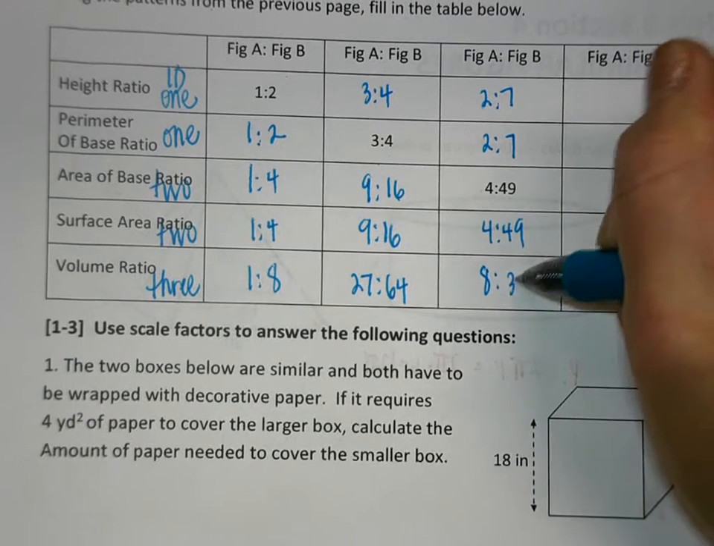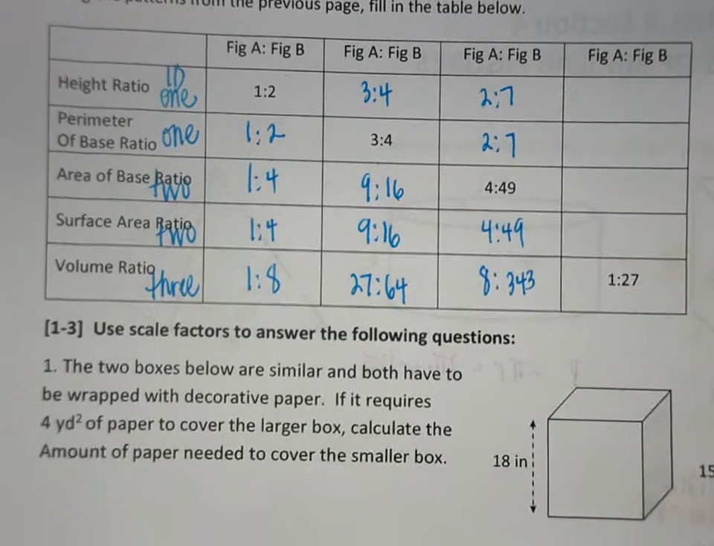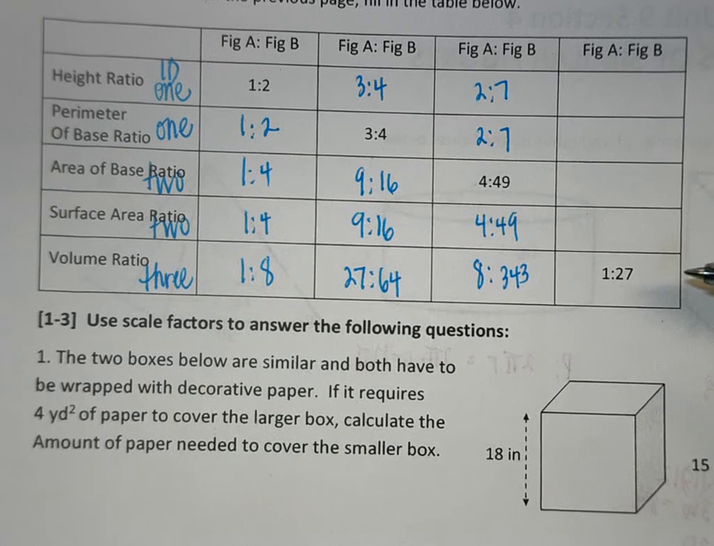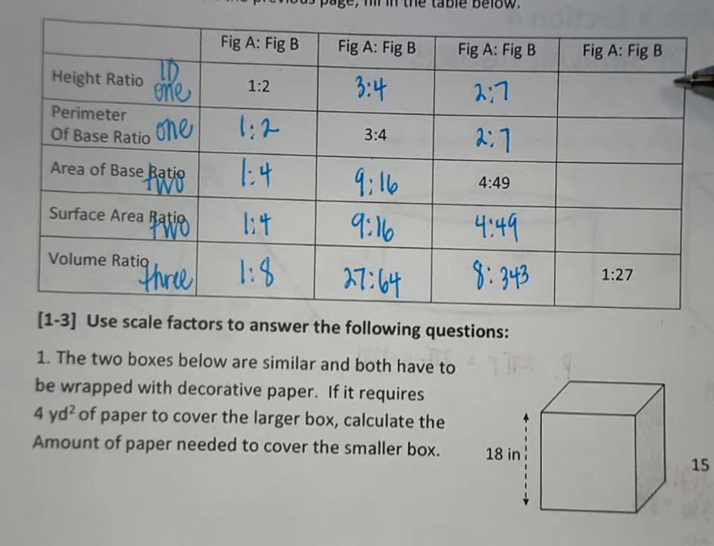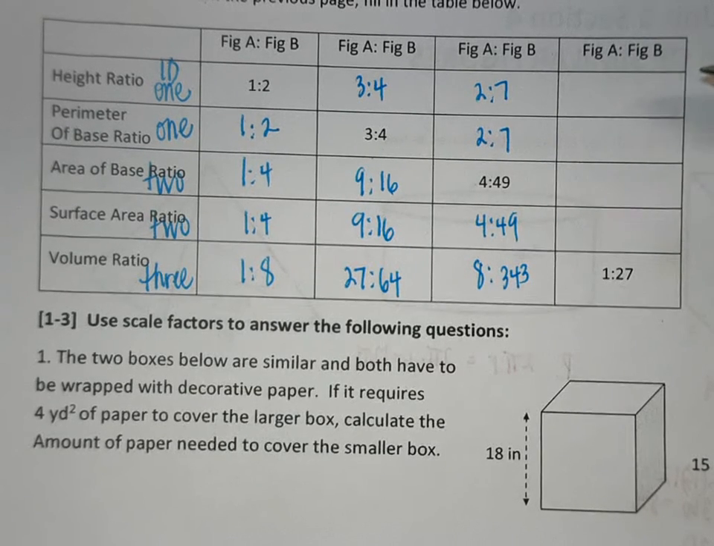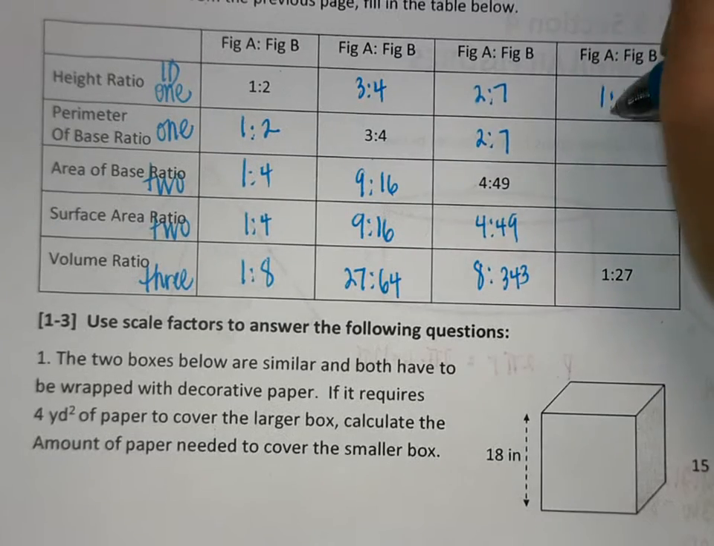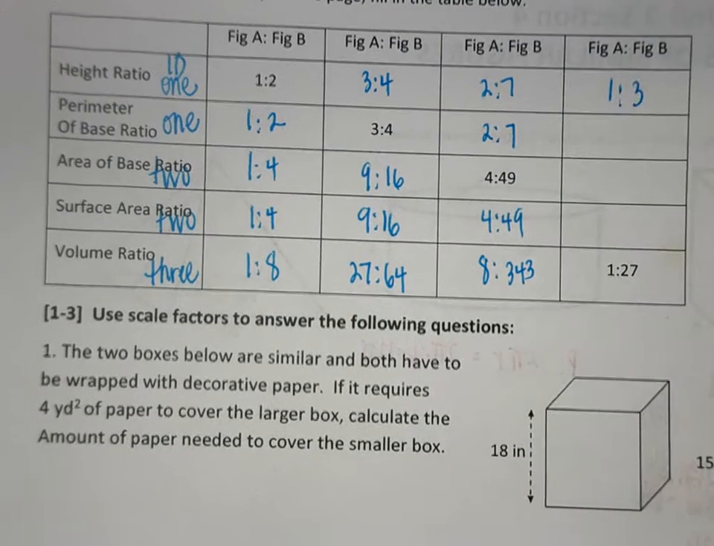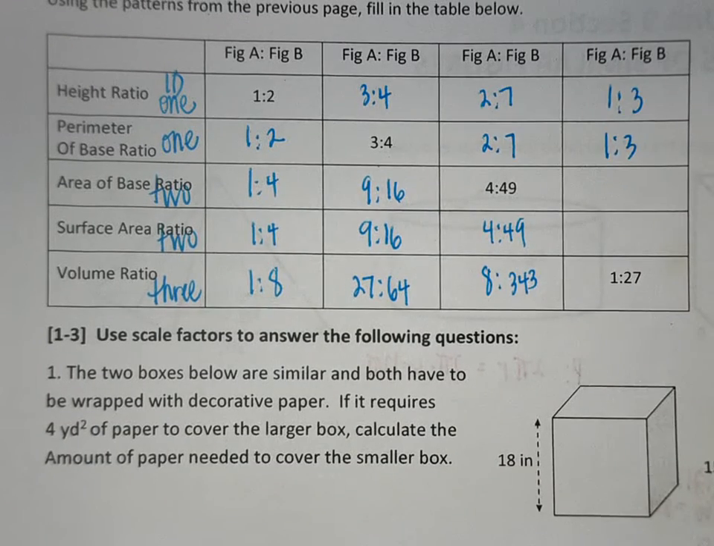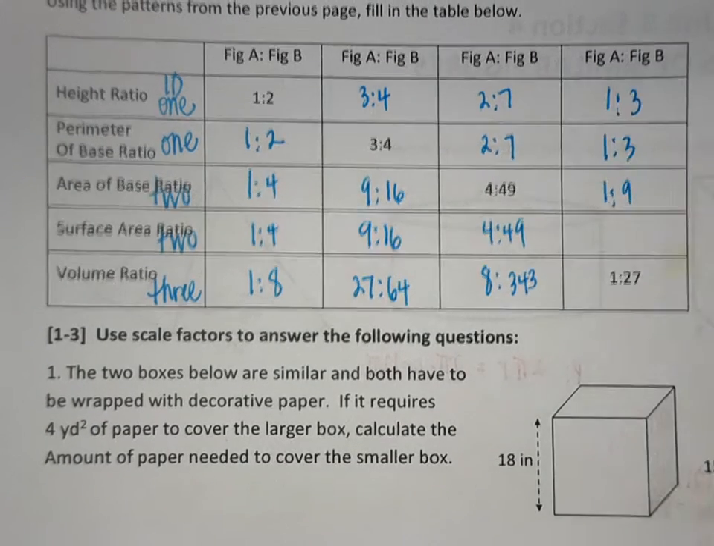Very good. On this last one, they're giving us a 3-dimensional ratio. And so what would I need to do to this? Take the cubed root. Good. So going backwards, I want to go back to my 1 dimension. What is the cubed root of 1? And what's the cubed root of 27? 3. And so perimeter will be 1 to 3. Area of the base is going to be very good. And surface area. Okay.